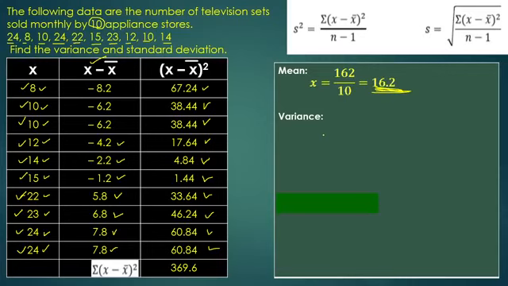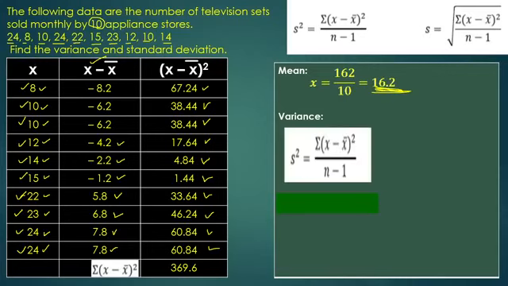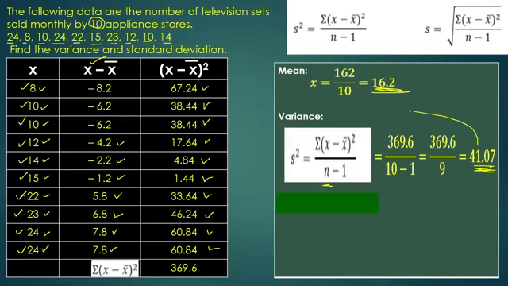The formula for the variance is this. So, what is our numerator equal to? Okay, 369.6. What is n equal to? What is the value of n? 10. So, that's 10 minus 1. So, you'll be getting 9 for that. So 369.6 divided by 9 will give us 41.07. So that is now our variance.